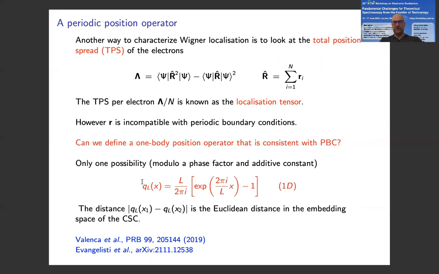In 1D, I just give you the 1D expression. The 3D expression can be found in these other papers listed below. We have a complex position operator, and the distance corresponding to this position is exactly the Euclidean distance in the embedding space of the Clifford supercell that I introduced in the beginning of this talk. So this position operator is related to the distance that I defined in the beginning.